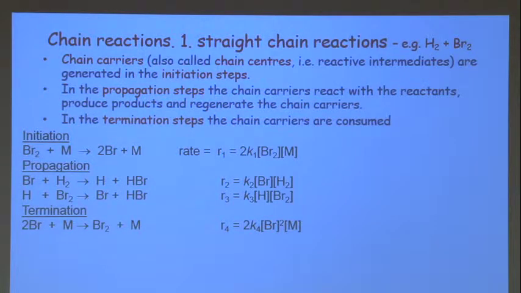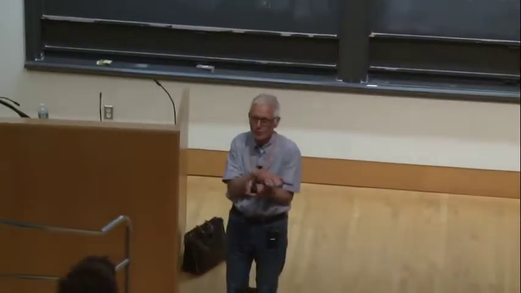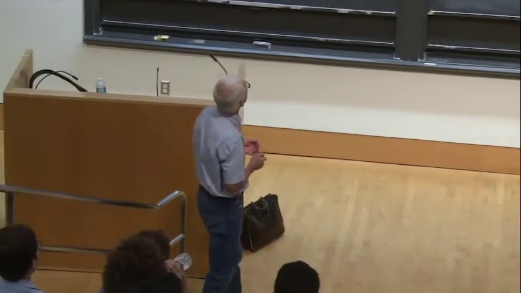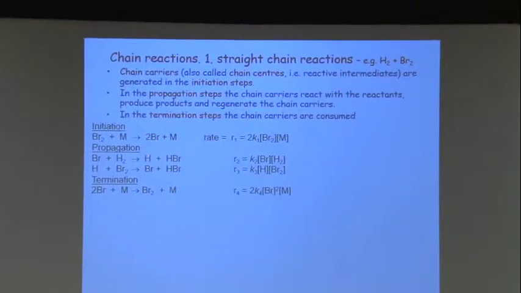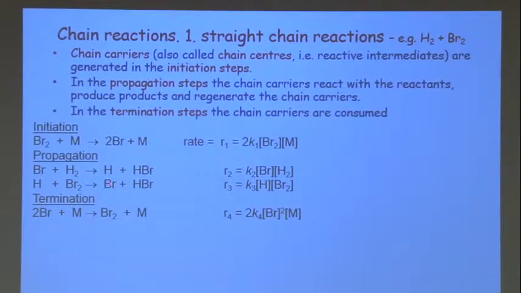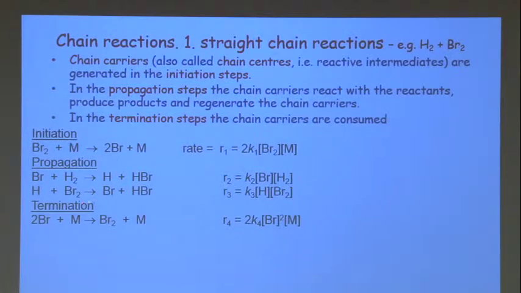And this is the initiation reaction where bromine dissociates by collision with a third body. And it's bromine that dissociates rather than hydrogen because it's got a smaller bond energy. So bromine is easier to dissociate than hydrogen. And then we get the propagation steps. Br reacts with H2 to form another chain carrier, H, plus a product, HBr. And then H reacts with reactant Br2 to generate Br and form HBr. And so this is why it's called a chain reaction, because we started with bromine and we've regenerated bromine. So this is a link in an overall chain.